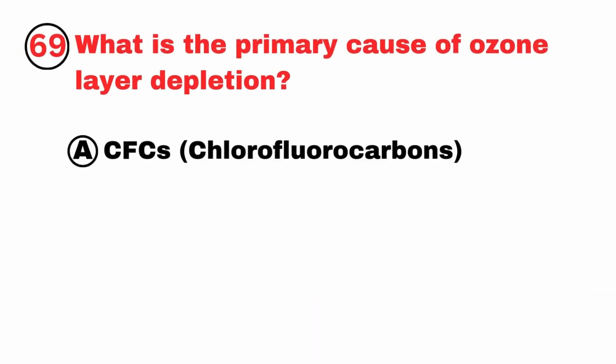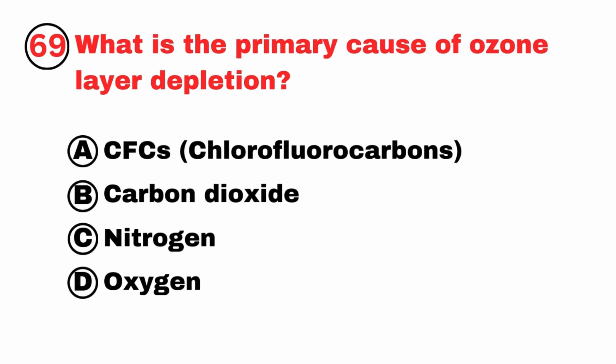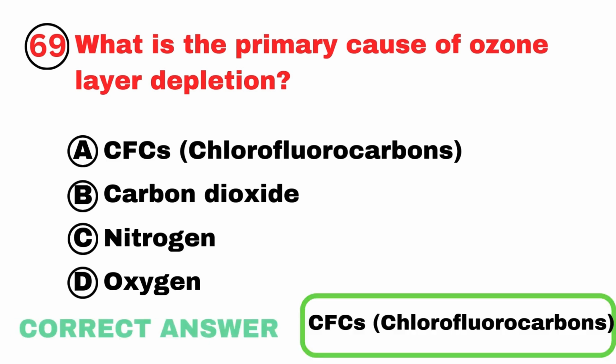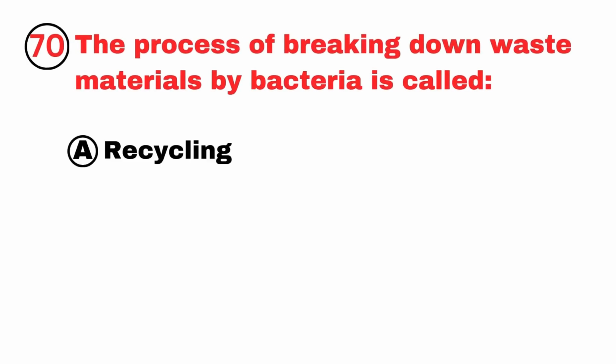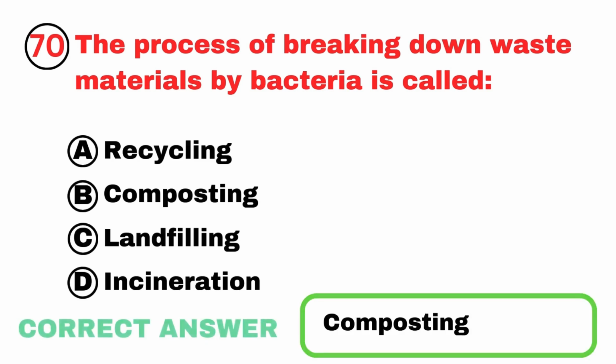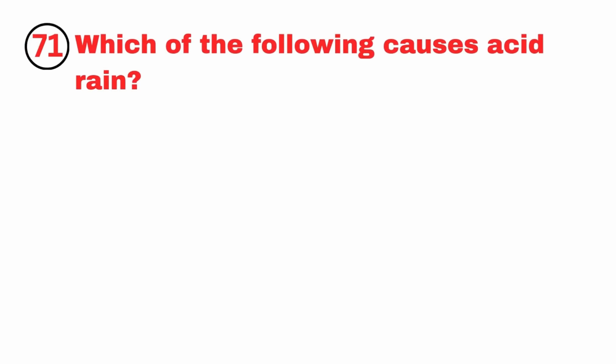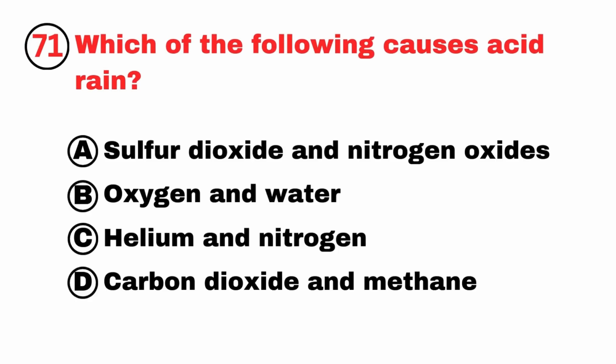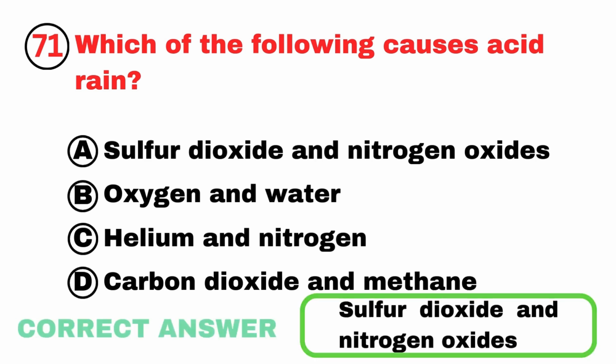What is the primary cause of ozone layer depletion? CFCs, chlorofluorocarbons. The process of breaking down waste materials by bacteria is called composting. Which of the following causes acid rain? Sulfur dioxide and nitrogen oxides.